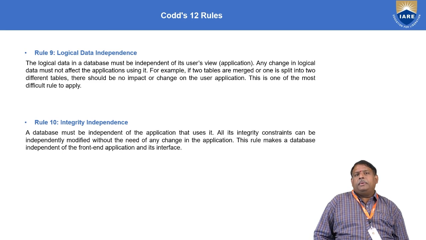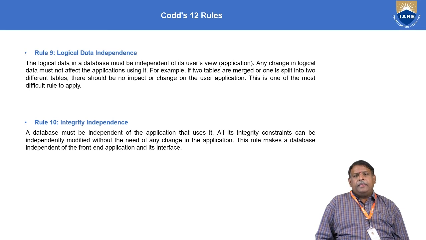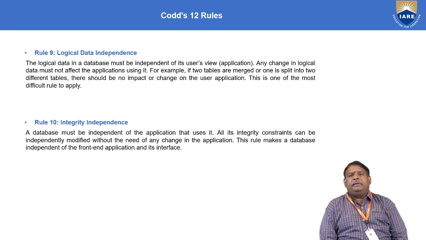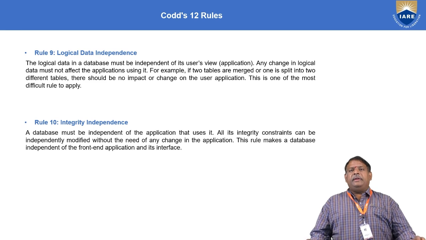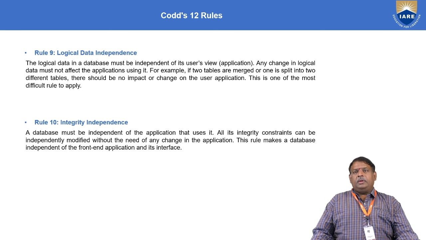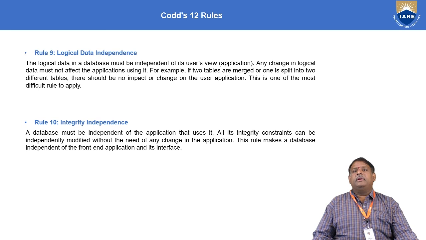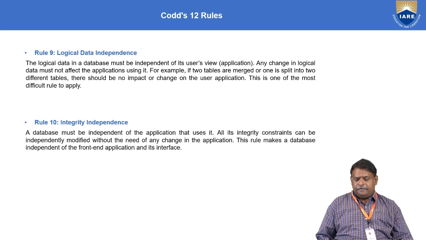Okay. Next is rule number 10, integrity independence. A database must be independent of the application that uses it. All its integrity constraints can be independently modified without the need of any change to the application. This rule makes the database independent of the front-end application and its interface. The integrity independence rule says that all your constraints can be modified without making changes to the application.